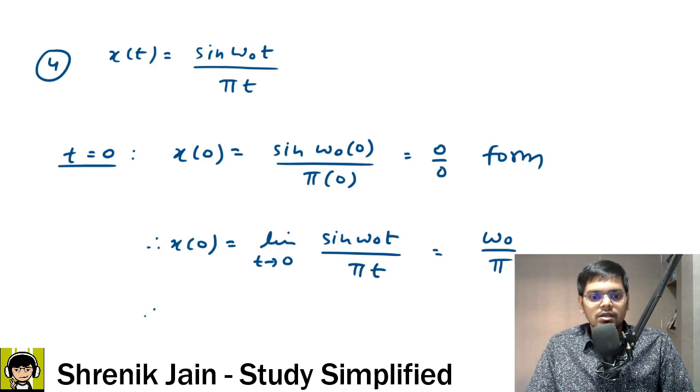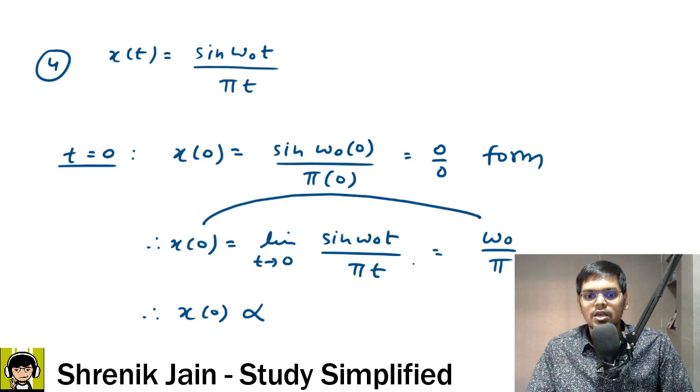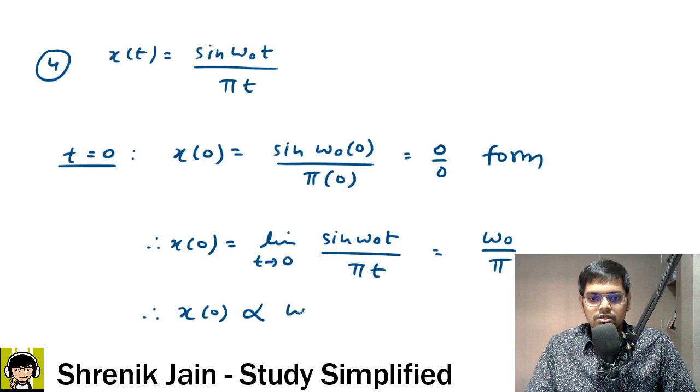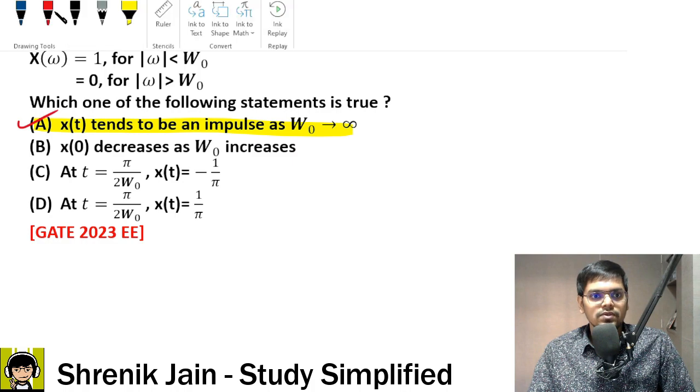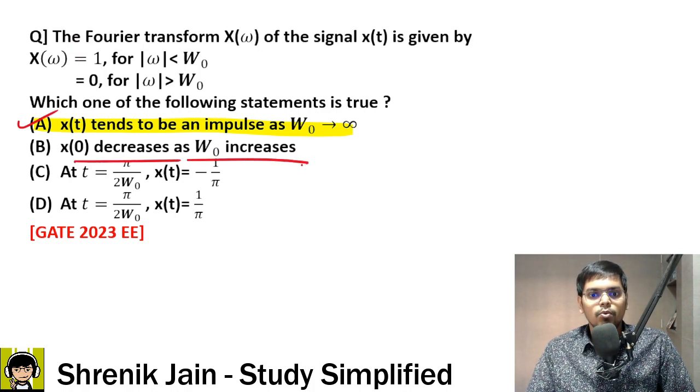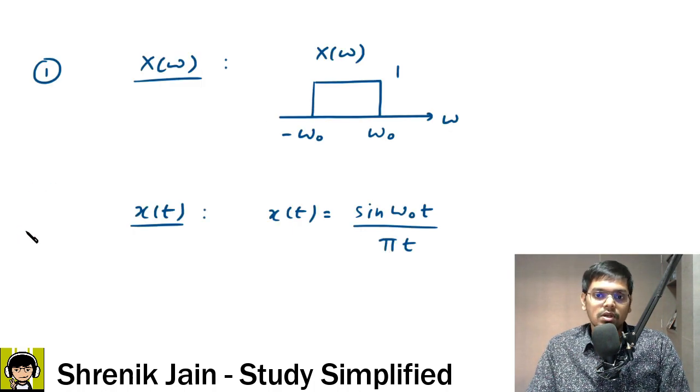So you can see the relationship: x of 0 is directly proportional to omega naught. You can see the equation. If it is directly proportional to omega naught, then when x of 0 increases, omega naught should increase. But in the option, what were they saying? In option Bombay, they were saying that x of 0 decreases when omega naught increases. Inverse relationship. That is not true. So Bombay is wrong, Calcutta is wrong, Delhi is wrong. Only option A is correct.